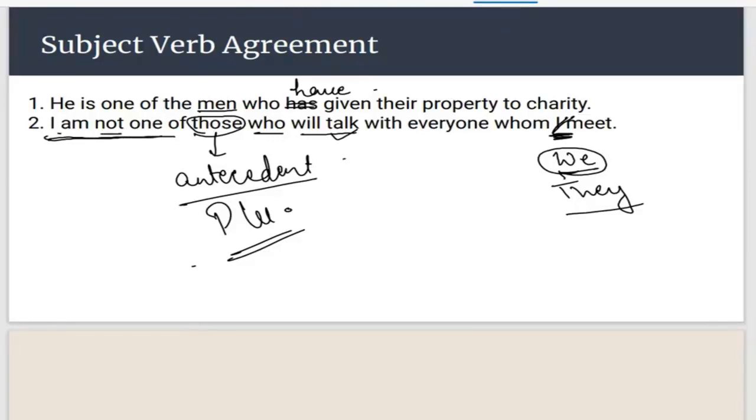Then I has been excluded here. In this sentence, I has been excluded. Yes or no? I has been excluded in this sentence. Yes. So I has been excluded in this sentence, so we cannot use we here. So the right answer will be they. I am not one of those who will talk with everyone whom they meet.